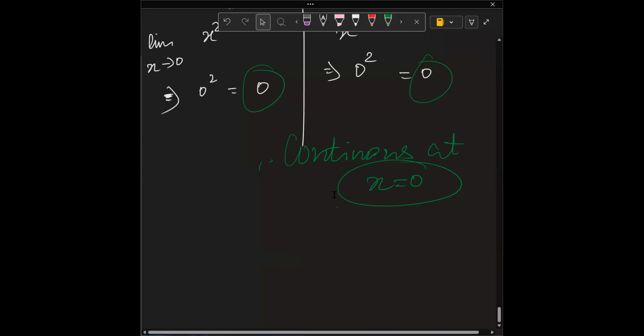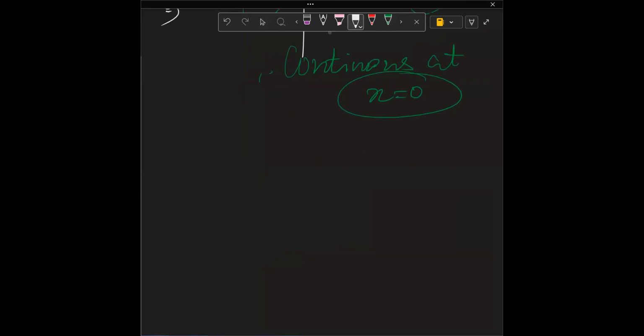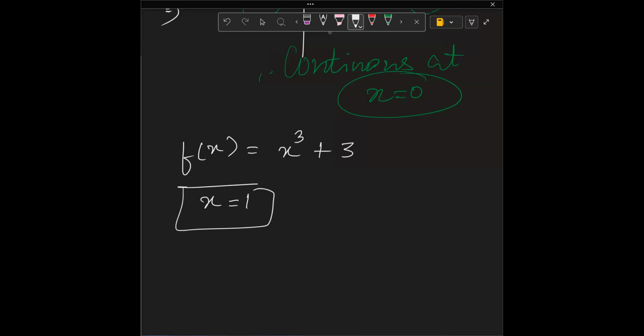Now do one more question. You have the function x cubed plus 3, and you have to check continuity at x equals 1. Tell me whether this function is continuous at x equals 1 or not.